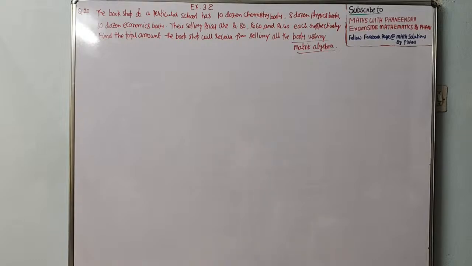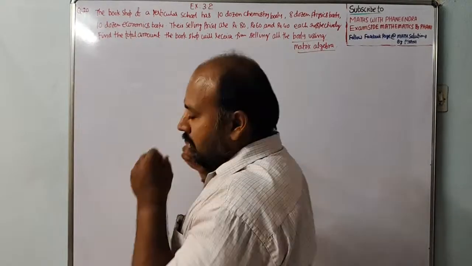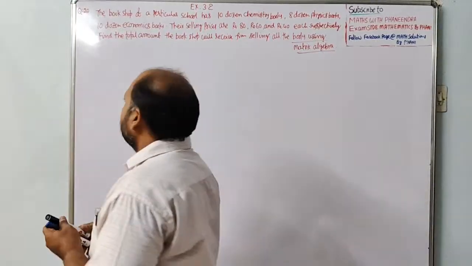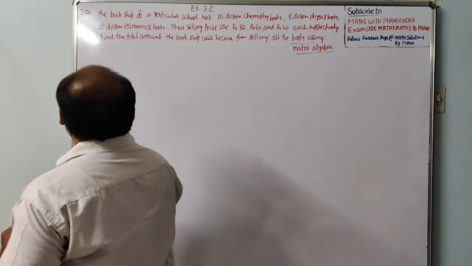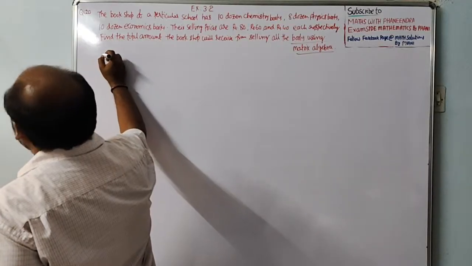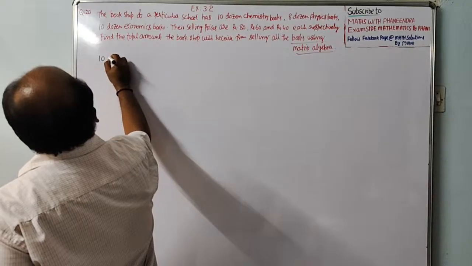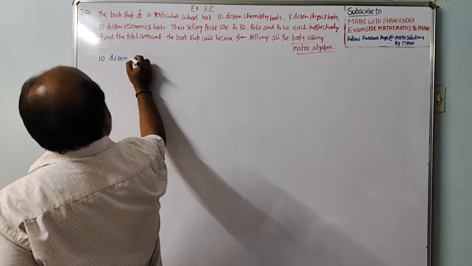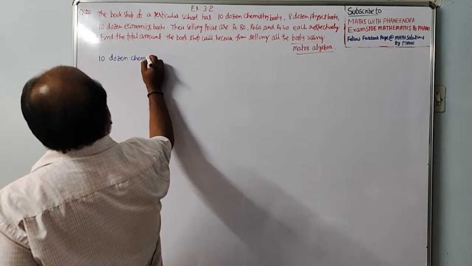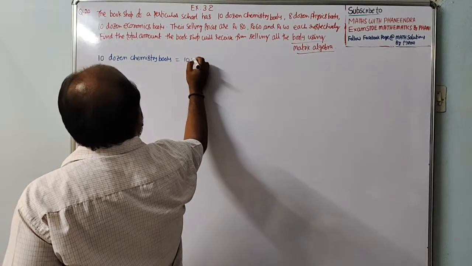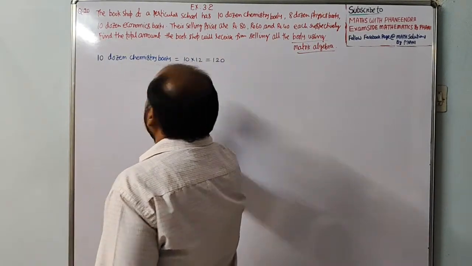So here what we have to do is take books in a row matrix whose respective amount is in a column matrix. Otherwise, both simultaneously we can take it. Here, ten dozen chemistry books. That is equal to 10 into 12, 120 books are there in that.